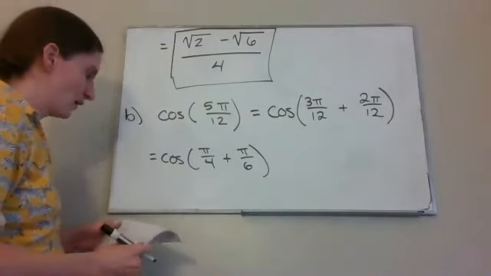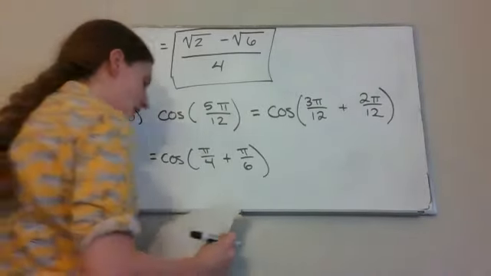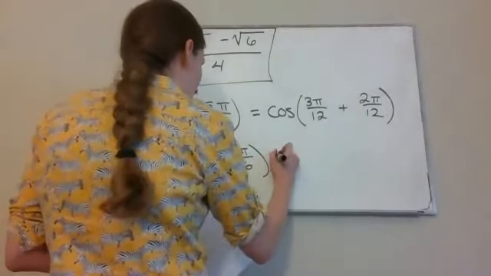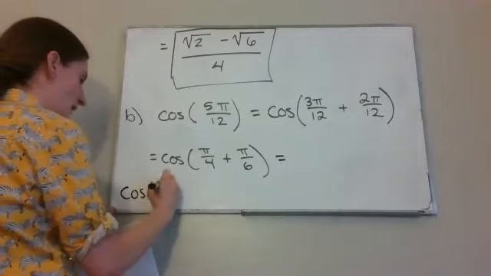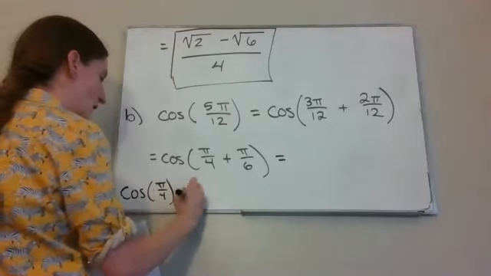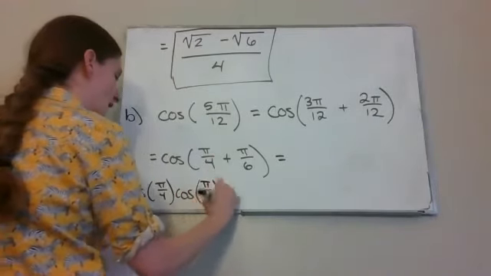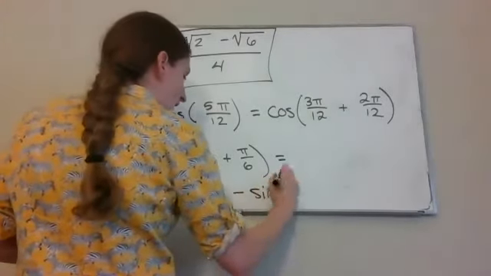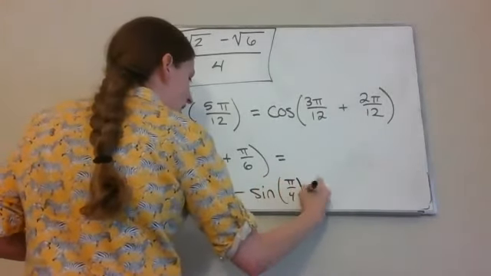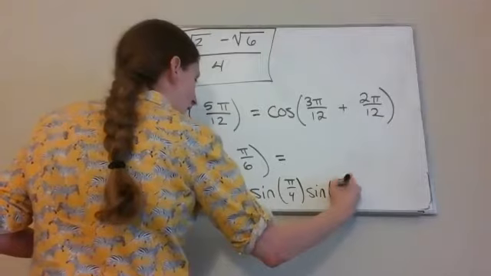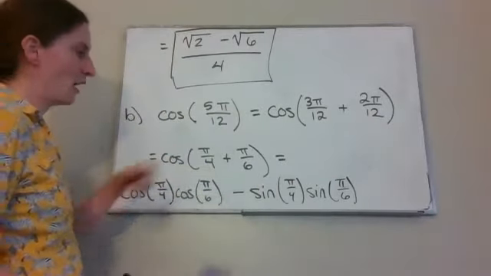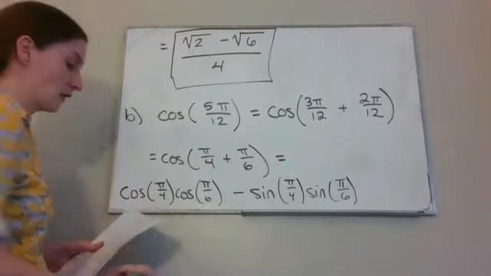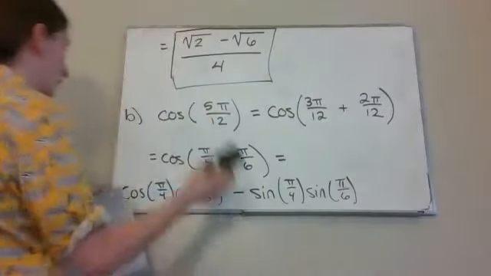Now, using my sum or difference formula, I know that this is equal to cosine pi over 4 times cosine of pi over 6 minus sine of pi over 4 times sine of pi over 6. Remember that the sign in the middle is the opposite of what we had in the parentheses when you're using the cosine formula.